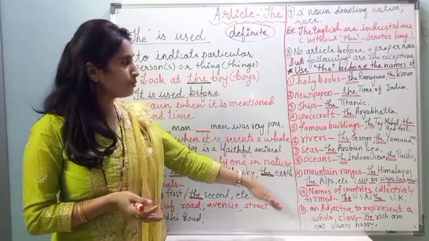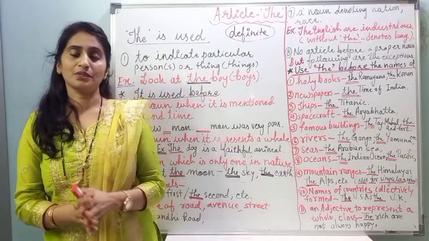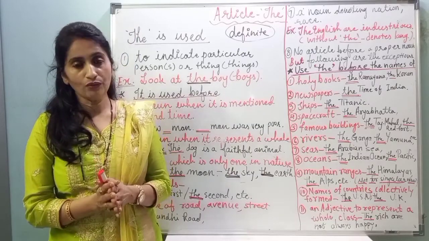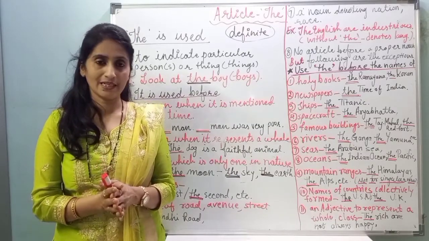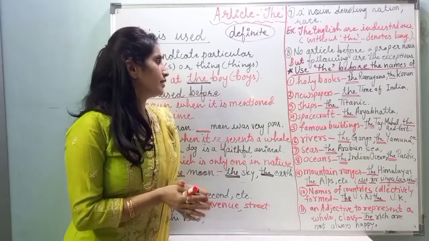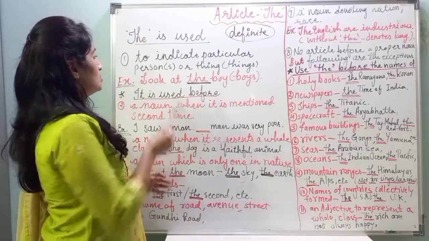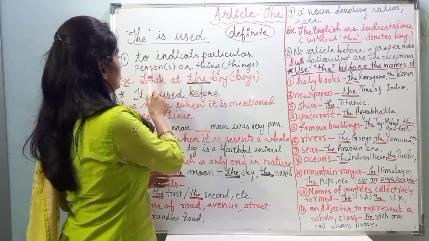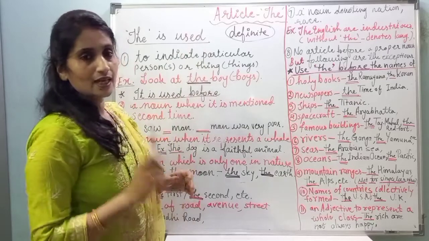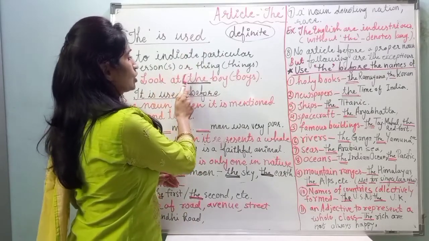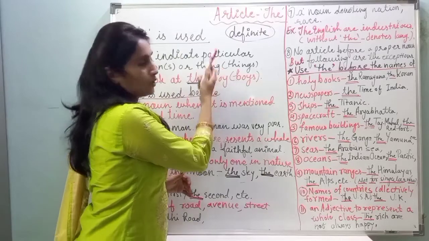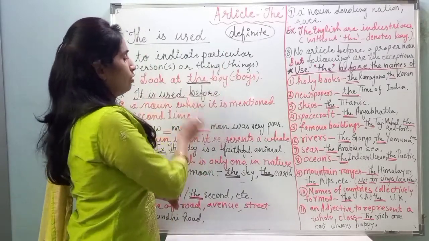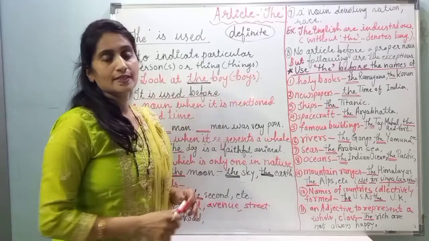Here I have written some rules as well as examples. Please pay attention, watch the whole video so that you will understand. Okay, let's start then. See, I have written the is used. Number 1, to indicate particular person or thing. You can say particular persons or specific persons or things. The example is look at the boy, or you can say look at the boys.